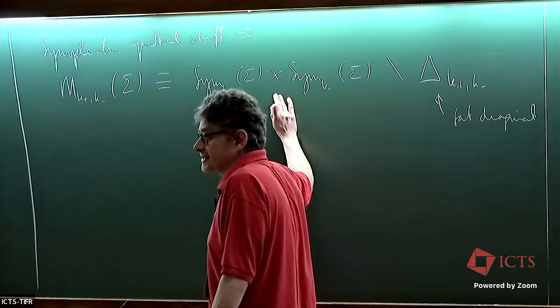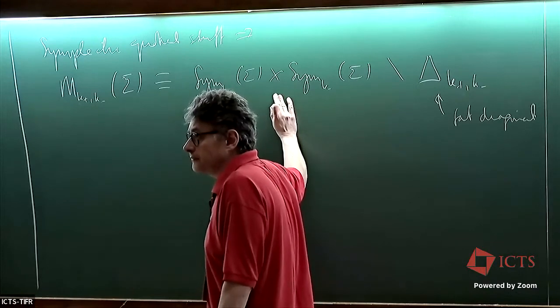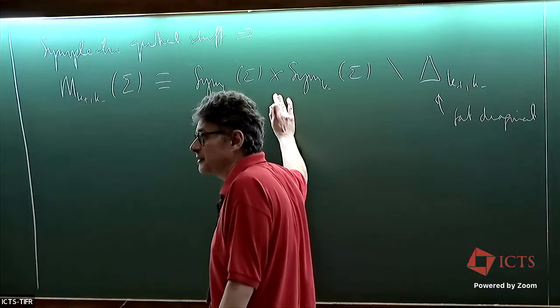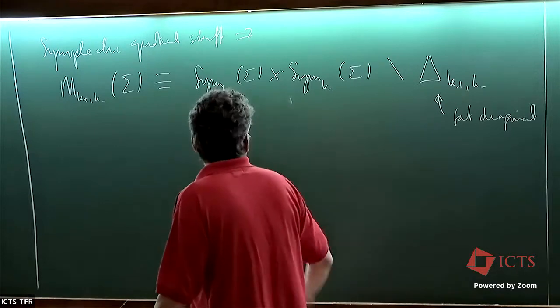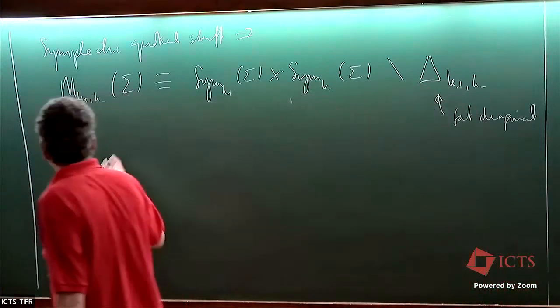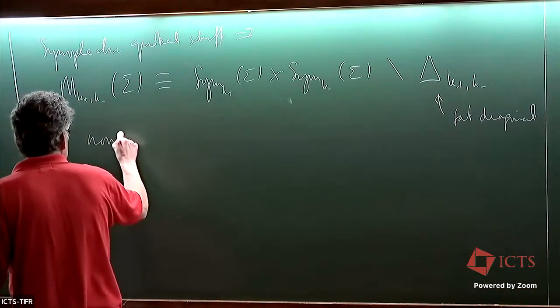Or it has a singular metric, is another way of saying it. Okay, and that's not obvious. In fact, that's the whole point of what we've been trying to do to figure that out. Okay, good. So the point to note is that this is non-compact, even if sigma is compact.